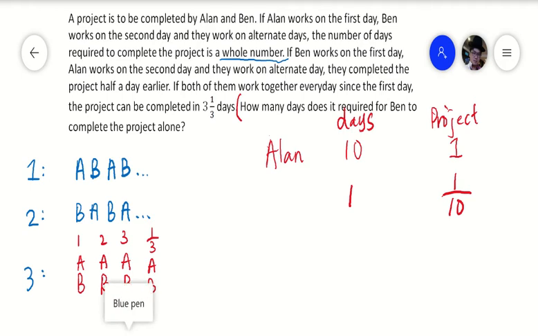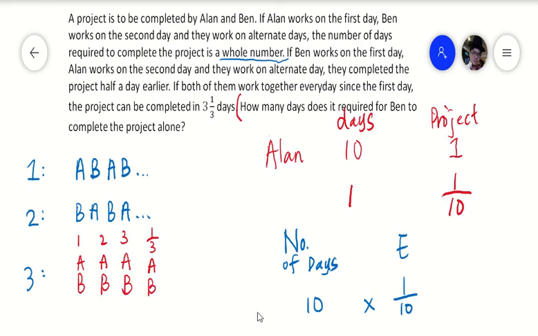So you can see here we have the number of days, 10 days, multiplied by the efficiency. The efficiency is 1/10 in one day. Alan is going to complete 1/10 of the project in one day. So when we multiply, we get 1, and the 1 here represents one full project. So we have the number of days multiplied by the efficiency, and this is equivalent to one project. This concept is very important when we solve this question.